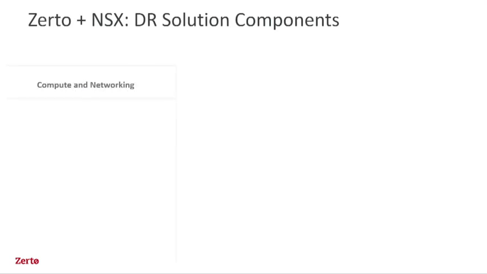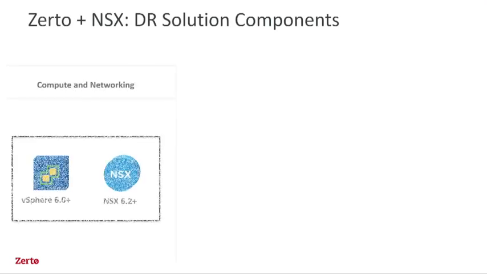So first of all, what's required here? What are the components that are required? Well, for compute and networking, you need at least vSphere 6.0 because that's where cross vCenter vMotion was introduced, where you can vMotion across vCenters. And then you need at least NSX 6.2 or greater because that's where cross vCenter NSX was introduced, where you get consistent networking and security across vCenters. Okay? And then you need a DR orchestration tool. It could be any DR orchestration tool. Of course, in this case, it's Zerto, right?